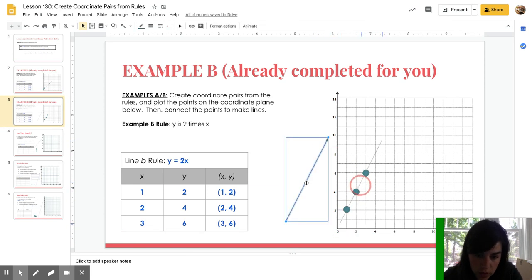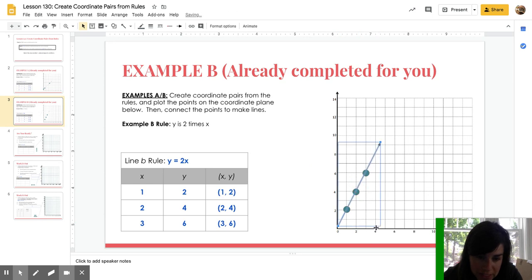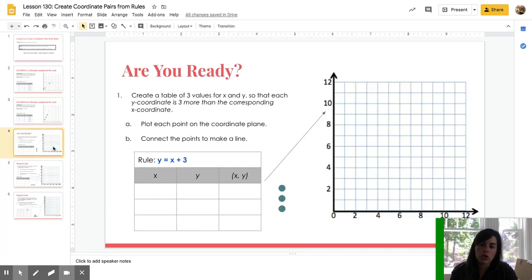And if you put the line in the right spot through all 3 points, notice that if you go to 4, yep, 4, 8 is a coordinate on this line. So making sure you're plugging in X and Y, coming up with the correct relationship, and then plotting it on the coordinate grid. So you're going to go through, are you ready?